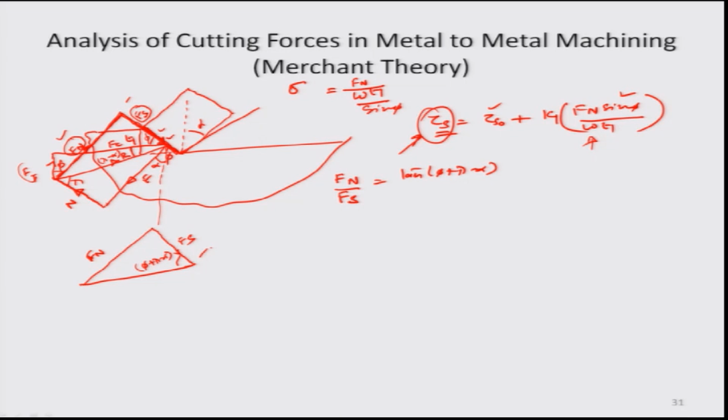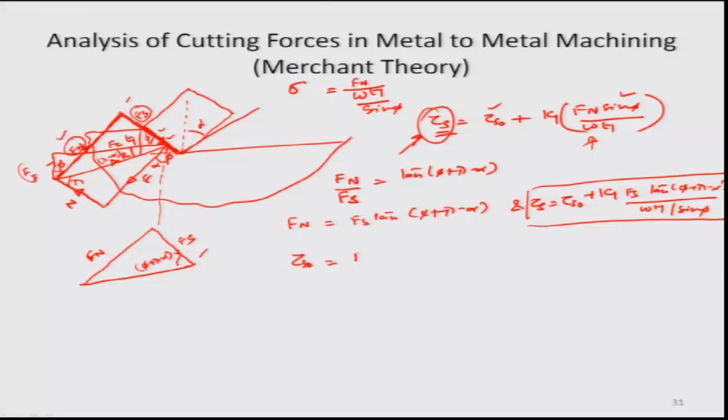And having said that, if we wanted to now substitute the Fn value in terms of Fs in this equation, we would have Fn equals Fs tan of phi plus lambda minus alpha, and correspondingly tau s as tau s 0 plus k1 times Fs tan of phi plus lambda minus alpha divided by Wt1 by sin of phi. Further, from this whole equation, the value of tau s 0 comes out to be Fs divided by Wt1 by sin phi times 1 minus k1 tan of phi plus lambda minus alpha.